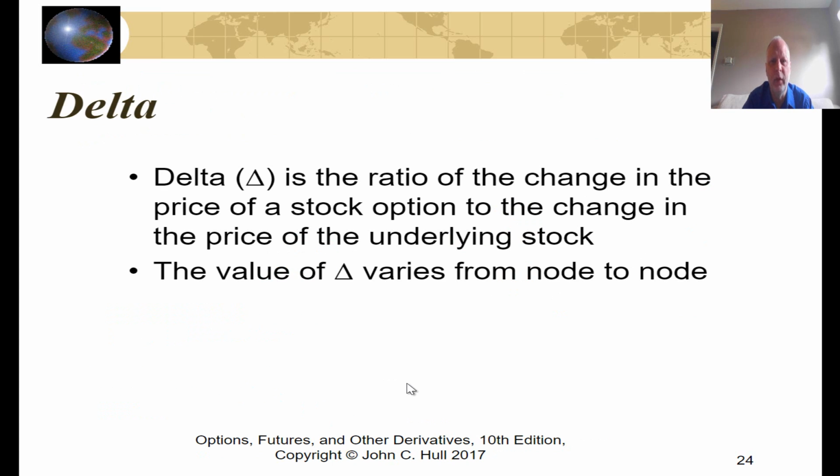The delta we have calculated is the ratio of the change in the price of the stock option to the change in the price of the underlying stock, which could also be expressed as the derivative of the change in the price of the option to the change in the price of the stock. Hedge funds and other organizations that create call options do delta hedging on a very common daily basis to create those options. And the value of this delta for a binomial tree is going to vary from node to node.